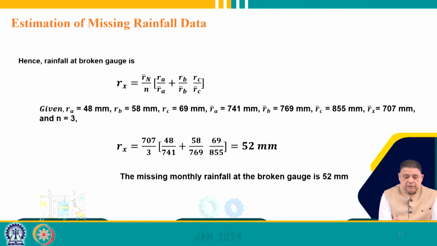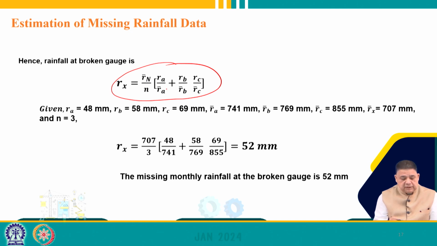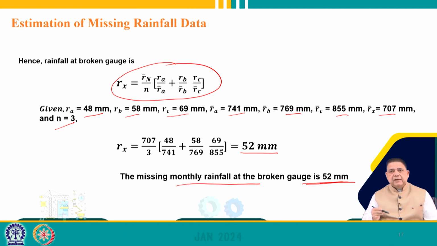So, in this case the formula is given. We can also calculate the weights separately for each station, that is by normal rainfalls of station X and A, B, C, but combined you can use the formula like this, where R A, R B, R C are the recorded rainfalls, bar represents the normal rainfalls, and the number of stations is 3. So, by putting the values here, we get an R x value of 52 mm. That means the missing monthly rainfall at the broken gauge is 52 mm. So, this data, as I already mentioned, will be filled in the record, and then subsequent analysis using the other data will be done.